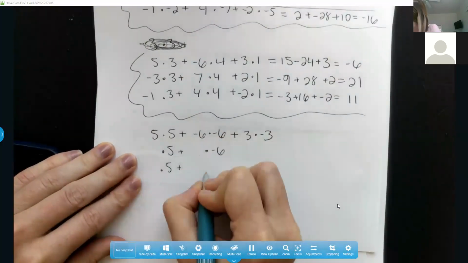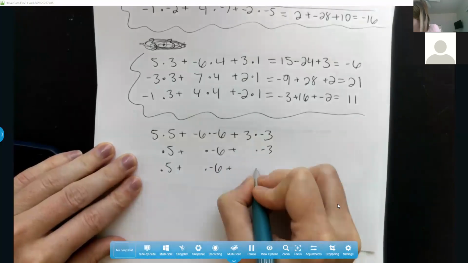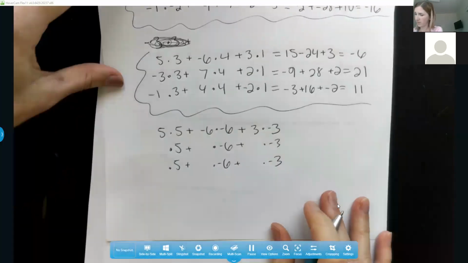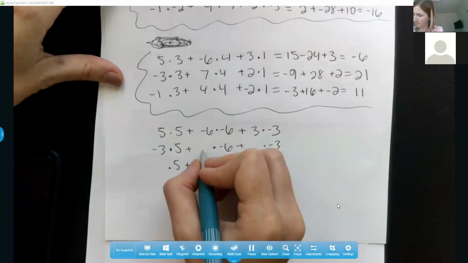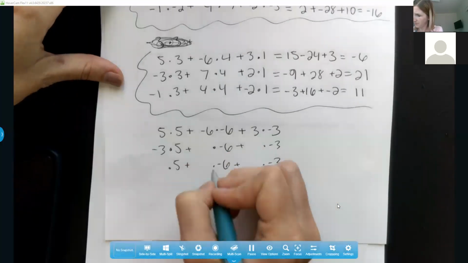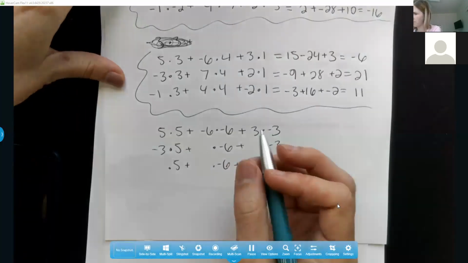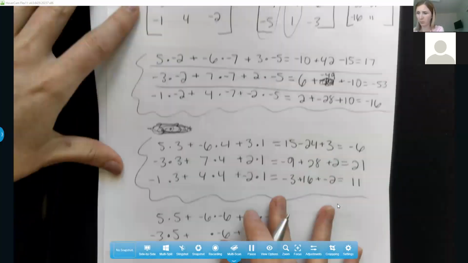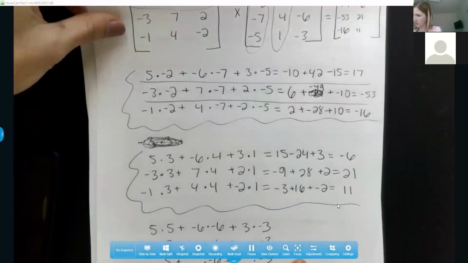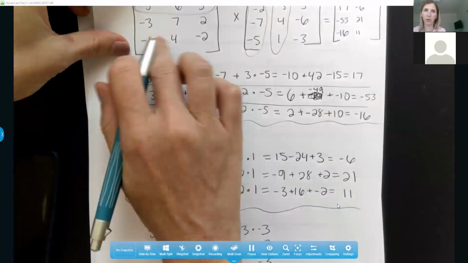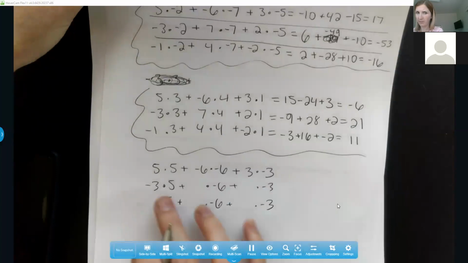Oh, wait. Oh, no, I was right. -3 times -3 times 5, and then plus -1 times -6. Wait, where do you get the -1 from? If we're going by rows, right? Oh, wait, I meant 3. I was going by columns. I meant 3. Okay, columns in the second one, but rows on the first one. I meant -3.